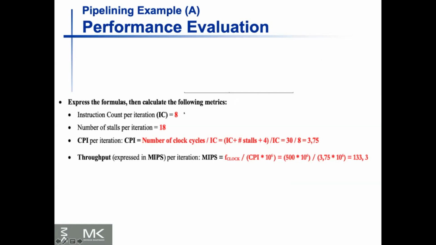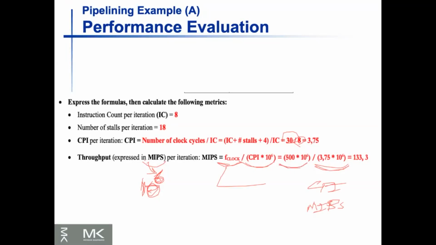So your instruction count is 8, stalls are 18, and the CPI would be the overall number of cycles, which is 30 divided by 8, 3.75. And the throughput would be in MIPS, which is 10 to the power of 6. In research and in books, when we talk about throughput expressed in MIPS, it is mega instructions per second, and mega is 10 to the power of 6, right? So the throughput would be your clock frequency divided by your CPI, expressed in MIPS, which is 10 to the power of 6. So 3.75 multiplied by 10 to the power of 6 is this CPI in MIPS.